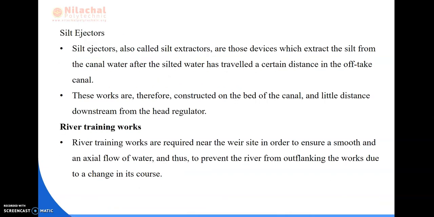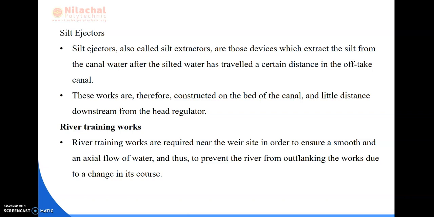Next, silt ejectors are also called silt extractors. These are those devices which extract the silt from the canal water after the silted water has travelled a certain distance in the off-taking canal. These works are therefore constructed on the bed of the canal a little distance downstream from the head regulator.